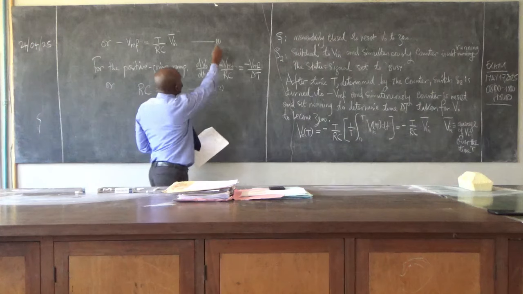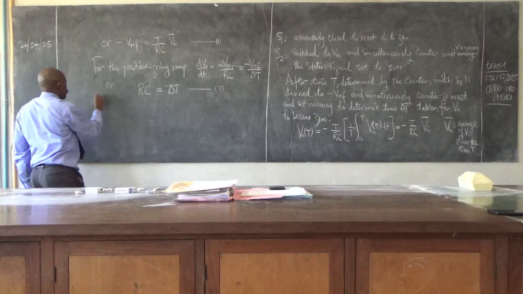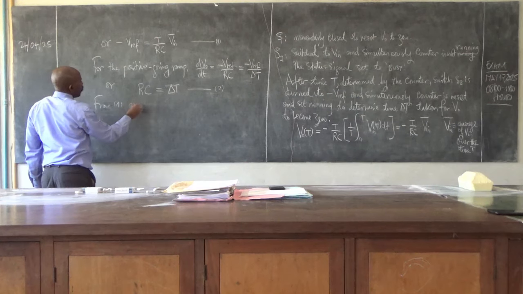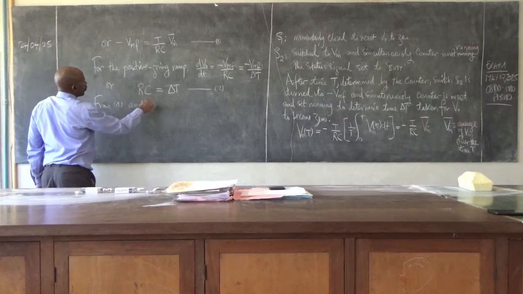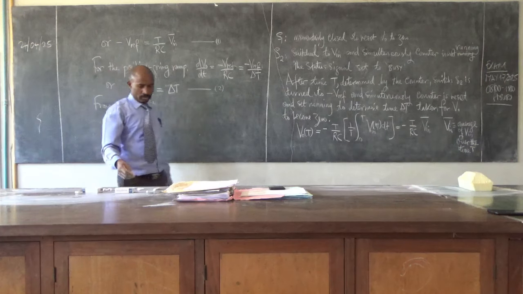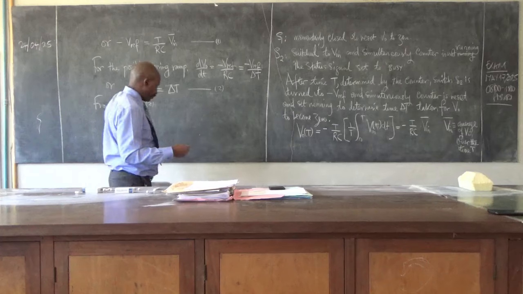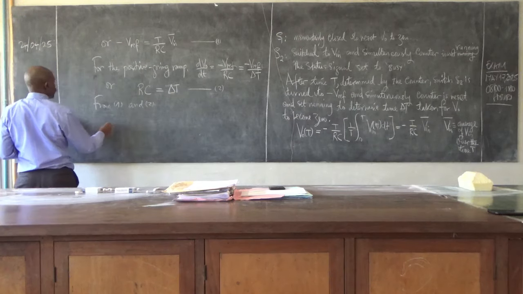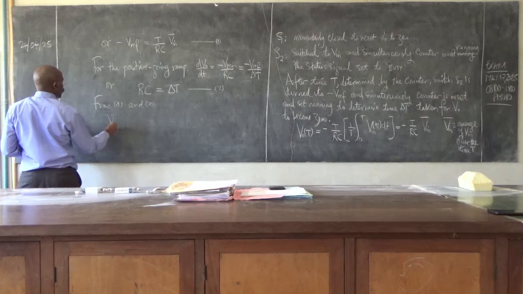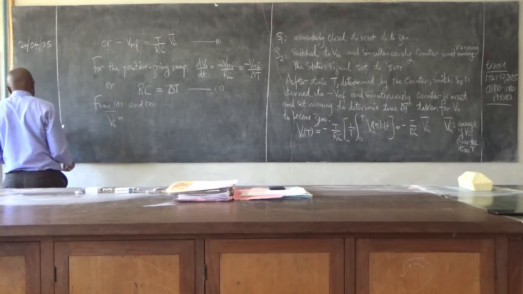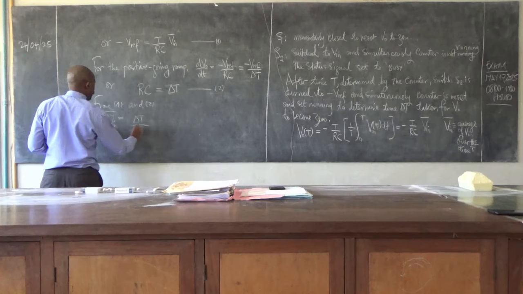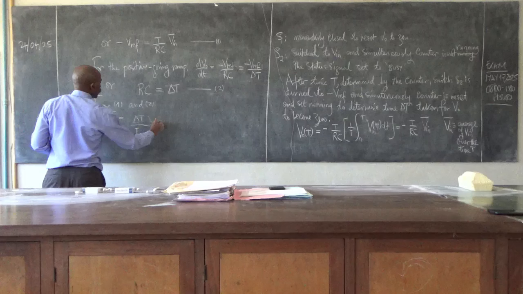From these two equations, from 1 and 2, then we will have that the average V in will be the same as delta T over T V ref.